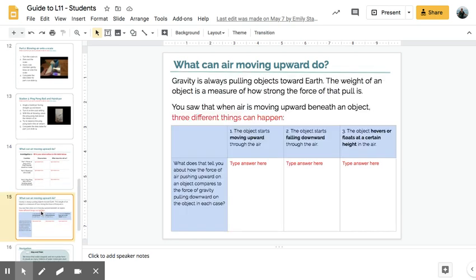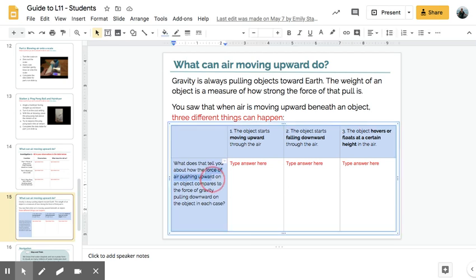Then we're going to start explaining what air can do. So it's very important that when you are looking at these 3 situations, you want to think about the force of air pushing upward compared to the force of gravity pulling downward. That's what you're comparing. So your answers should always be the force of the air is blank than the force of gravity. So it could be the force of air is greater than the force of gravity, the force of air is weaker than the force of gravity, or the force of the air is equal to the force of gravity. Those are your 3 options for each of these situations.